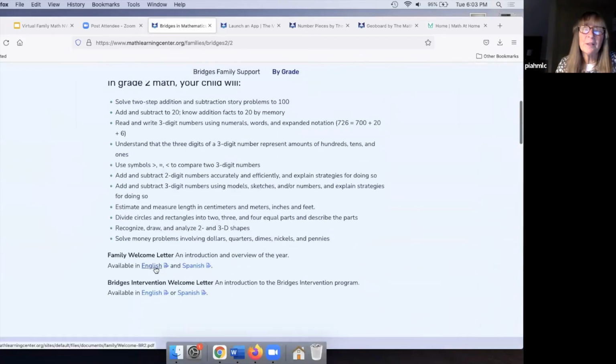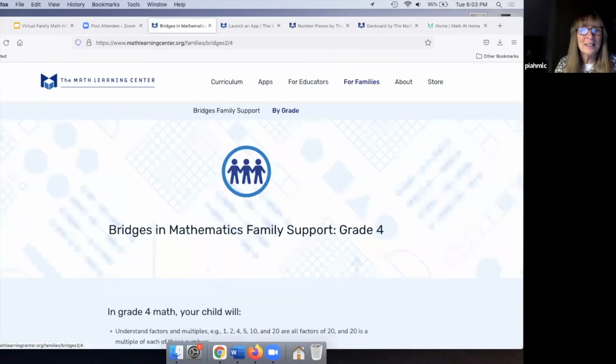And then there's a welcome letter in English and also in Spanish that will give me an overview of what my child is working on. And chances are, if you have a second grader, you might also have a fourth grader. So it might be helpful to have that same information just to give you an idea of the concepts and skills that are being introduced and developed.